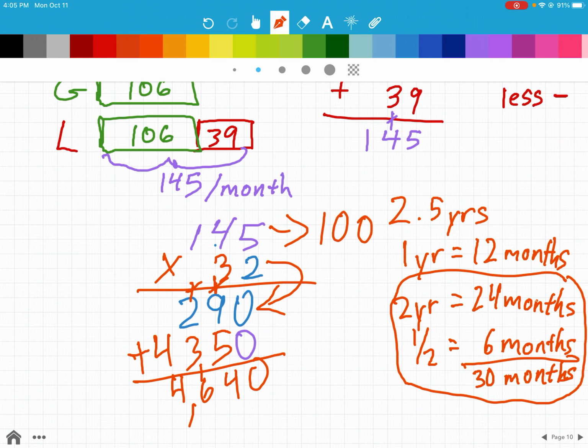Now, I didn't do my estimation, but I could do it right now. 100 times 30, and that's giving me 3,000. And you might say, whoa, that's a lot, 1,640, but it's in the ballpark. At least you know it's in the 3,000s.